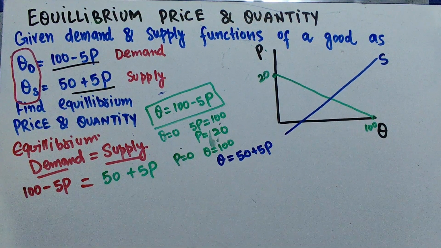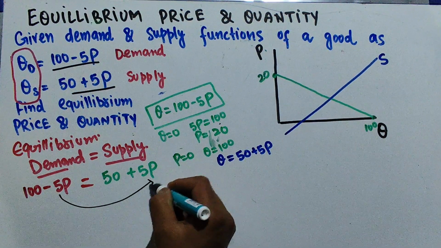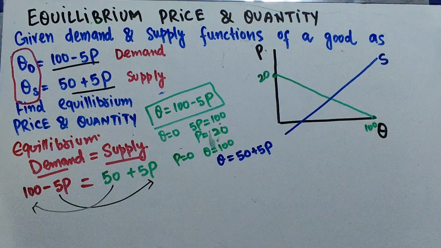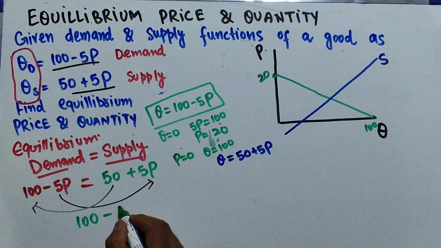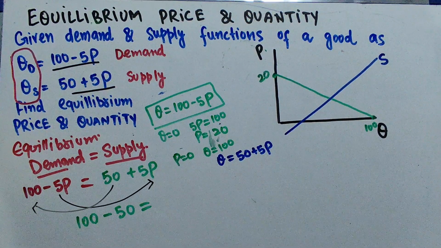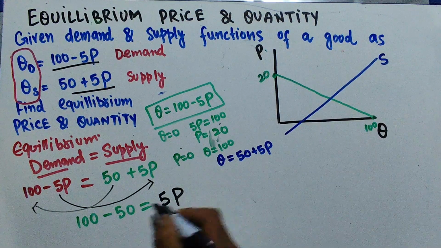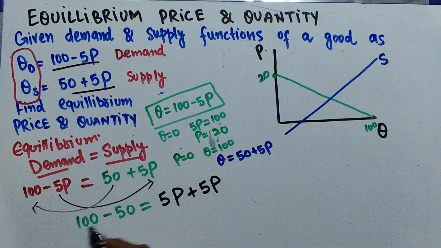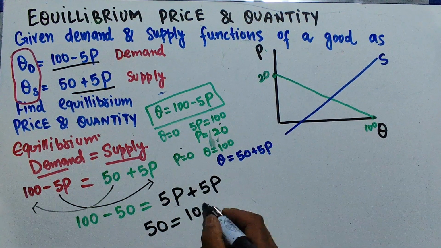Doing some basic calculation here, transpose this 5P and this 50. So what will happen? Simple. We have 100, and transposing this 50, it becomes minus 50, which is equal to 5P, and when we transpose this minus 5P, it becomes plus 5P. So we get 100 minus 50, which is 50, equal to 5P plus 5P, which is 10P.